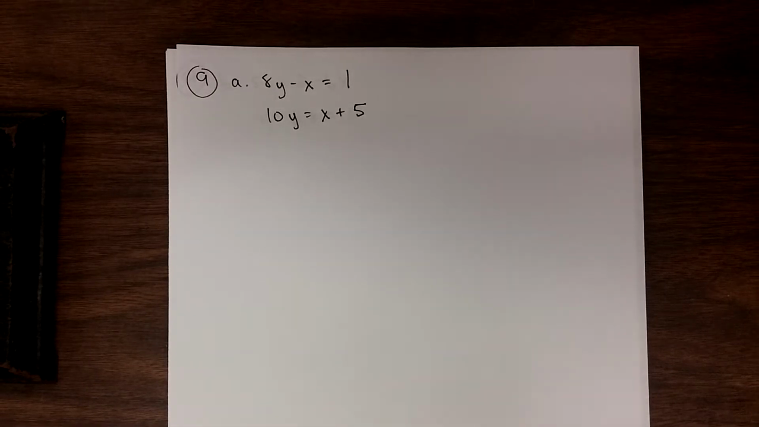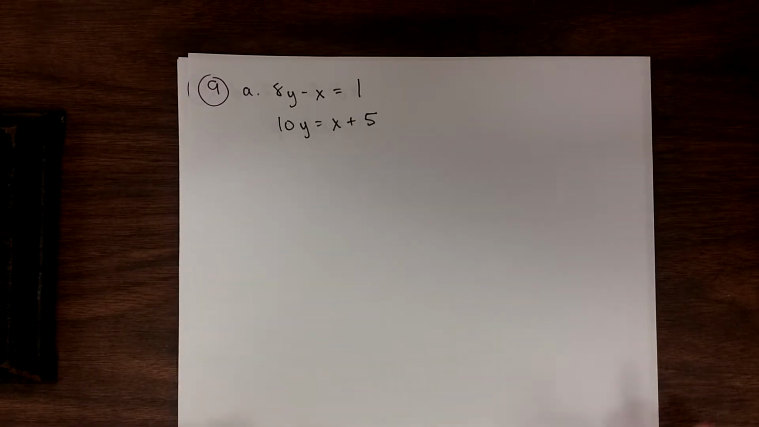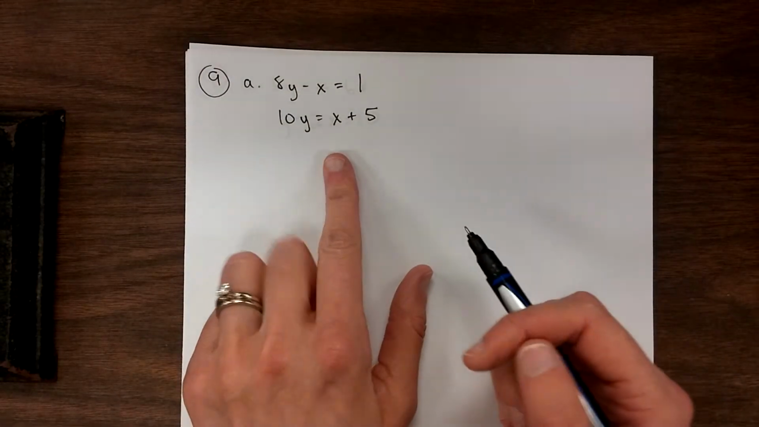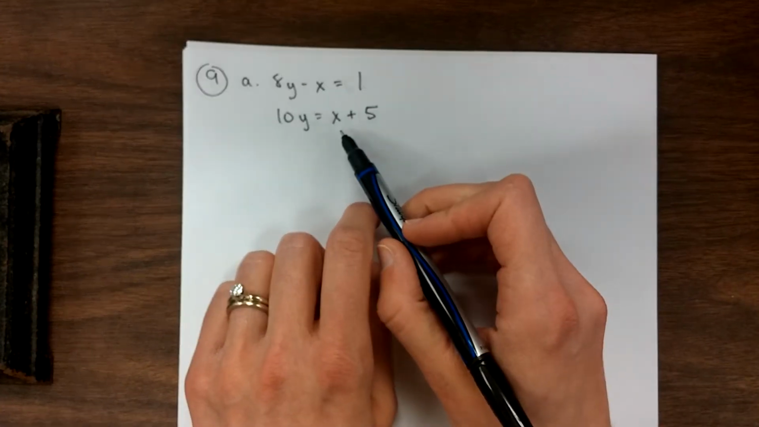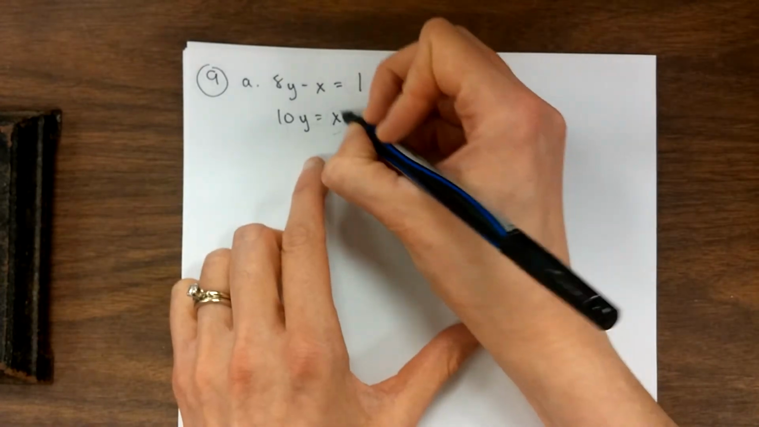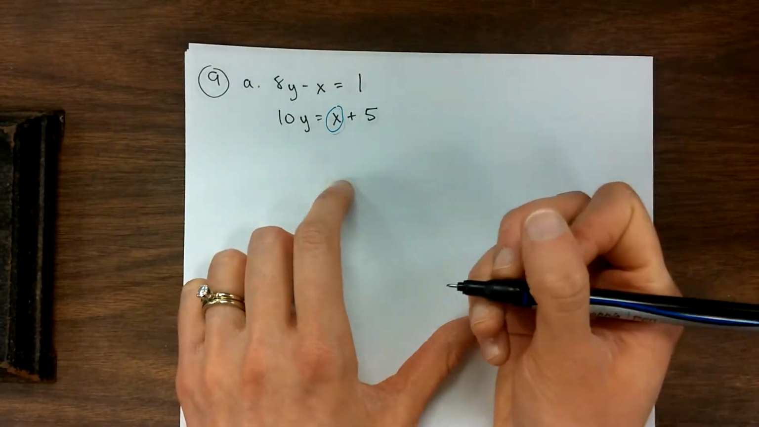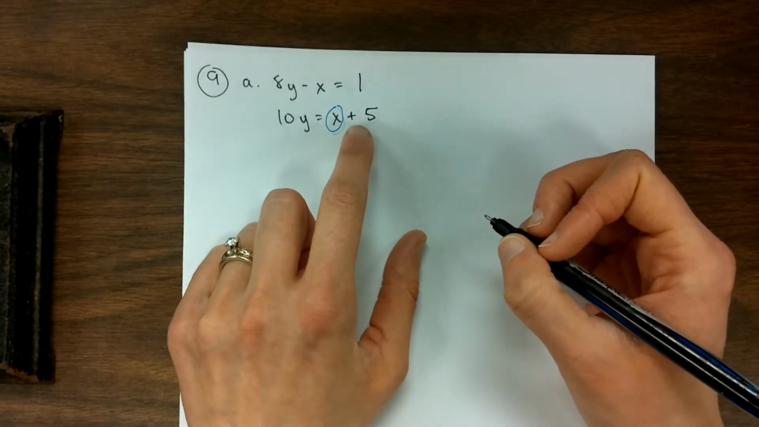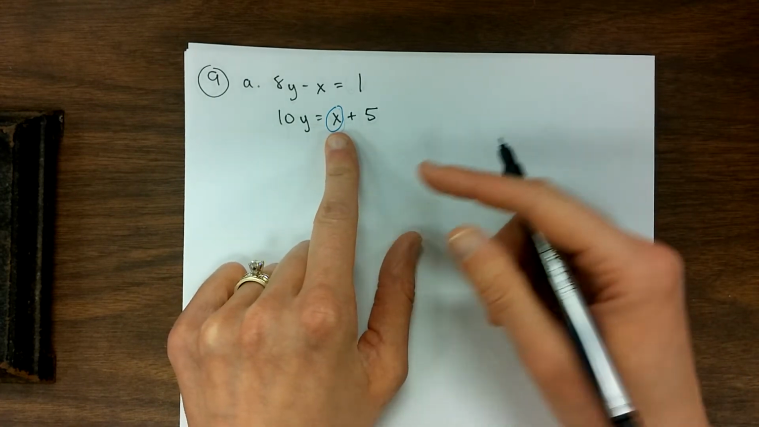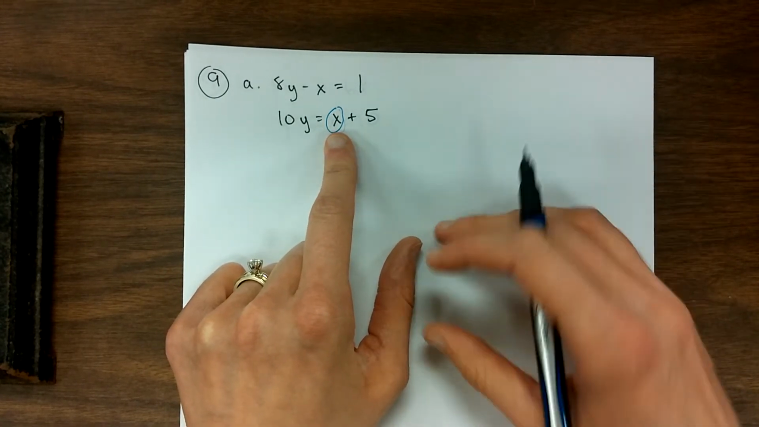So for number 9, we are asked to solve these systems of equations. So for A, I noticed that this x right here looks like it would be easy to get by itself. Because if I can get one by itself, then I can do substitution, and that's an easy way to solve a system.